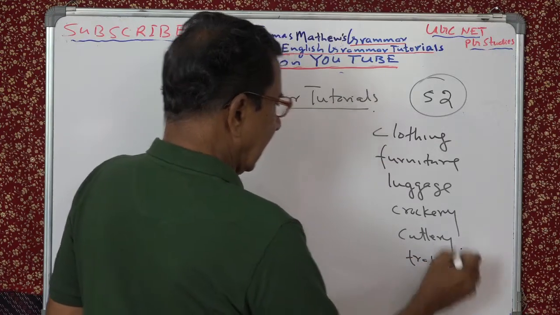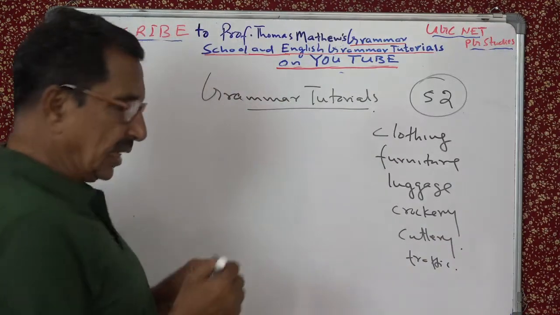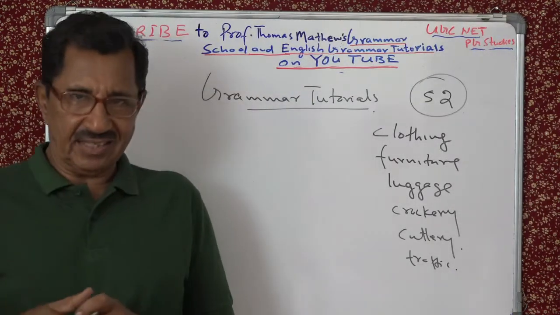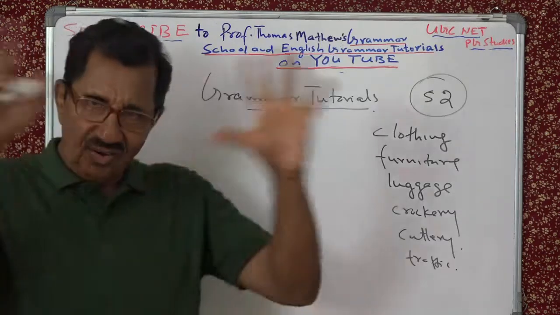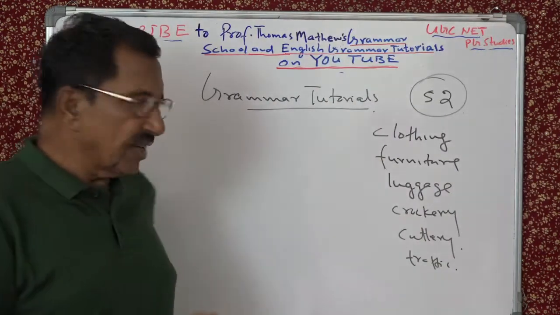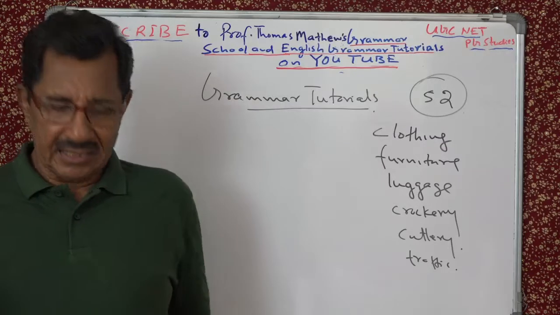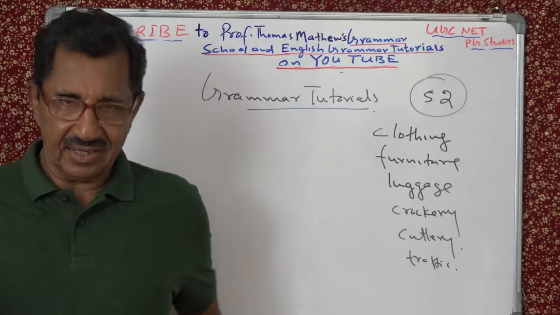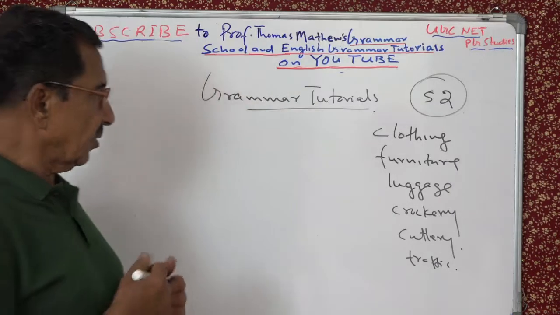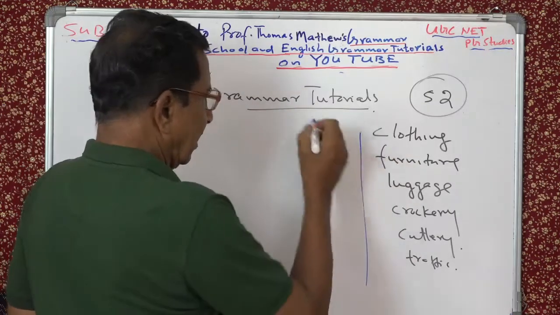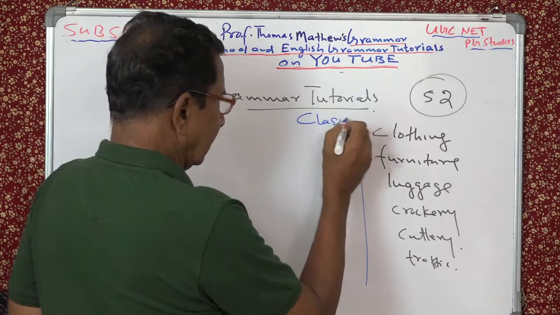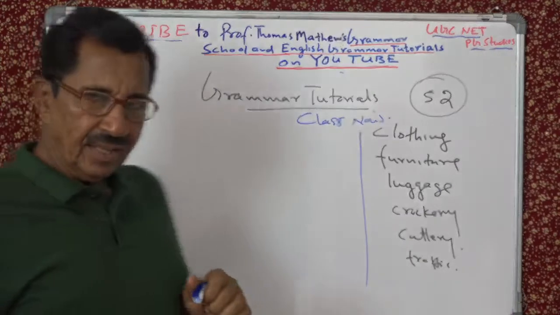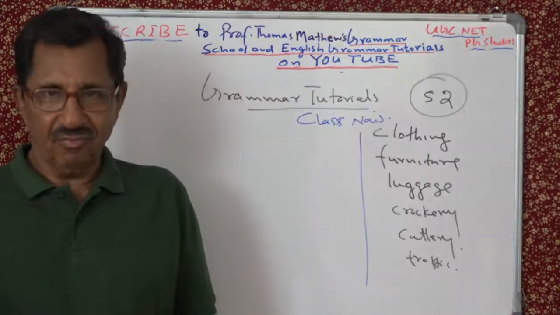These are called class nouns. You give a name to the class of things. For example, clothing, all types of clothes. Furniture, all types of furniture. That is table, chair, your computer table. All these things come under this. So these are called class nouns. Now class nouns and partitive use of.